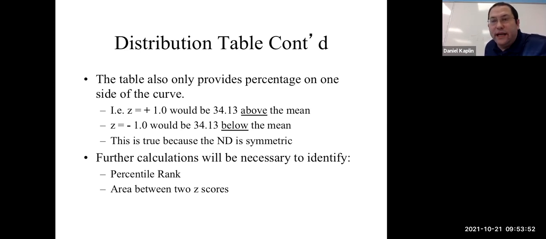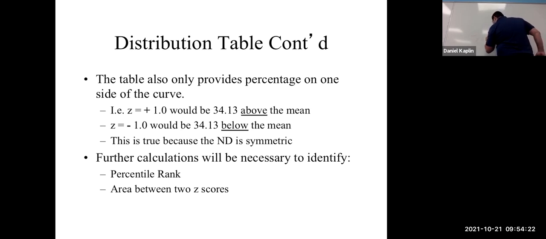Now, if we were doing a negative z-score of 1.0, it would be the same. The table does not show negative numbers because it's symmetrical, right? So the number would be the same. So if it's negative 1.00, it would also be 34.13%. So interesting to note, and I'm going to do the graph now, I'm going to erase this.